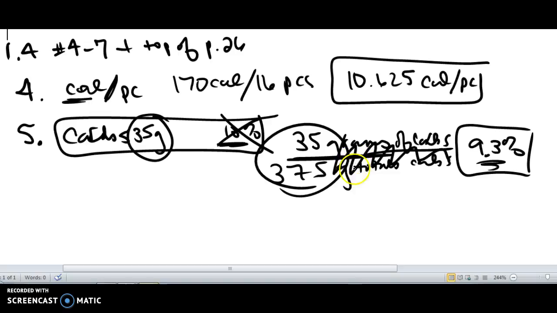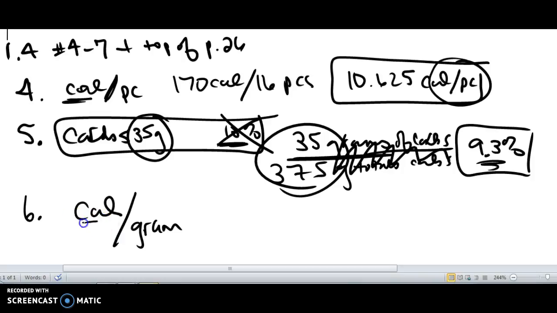And notice a percent is what we would call a ratio because your units cancel and it's unitless, where a rate would be like up here where it's calories per piece or something like that. All right, let's look at number 6. How many calories are there per gram? Okay, so if I look at that, it tells me calories per gram. So they're looking for a rate, which I love because it tells me what to divide, which is awesome.